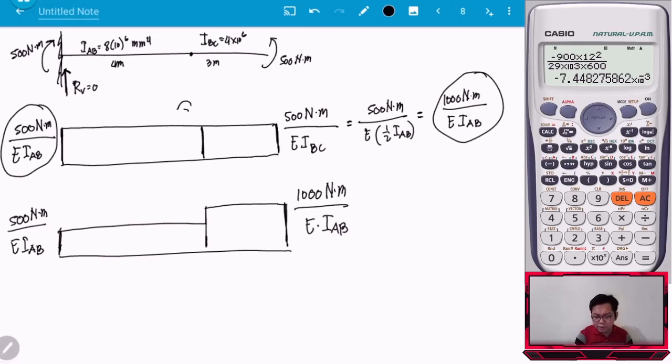Okay? So, sir, what if I don't want IAB? What if I want to retain IBC? Okay? So, if IBC is what you want to retain, guys, what we do is still the same.